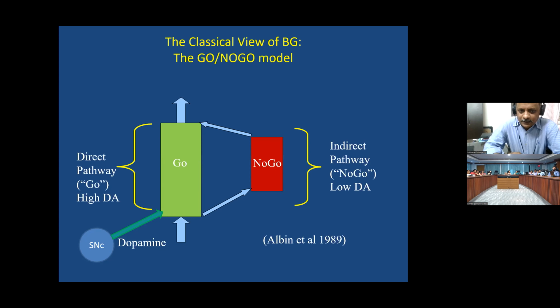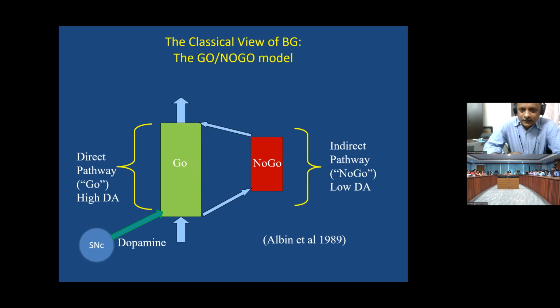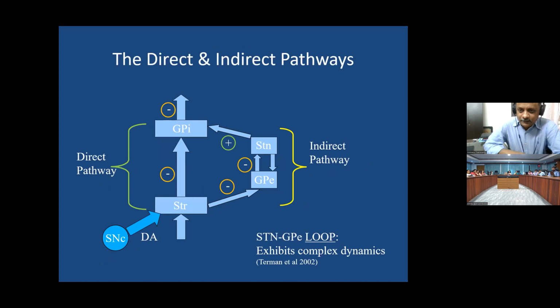Because the classical picture is this: the go pathway facilitates movement, and the no-go pathway blocks movement, and that's all there is to it. But like I said, this often simplistic binary understanding is justified in terms of the neurotransmitter stages.